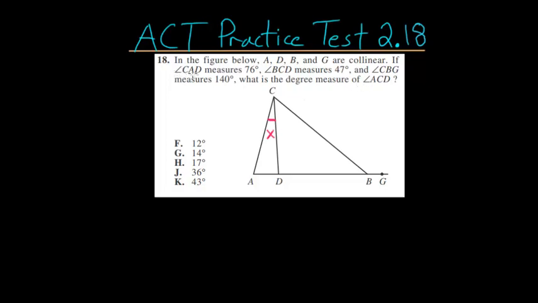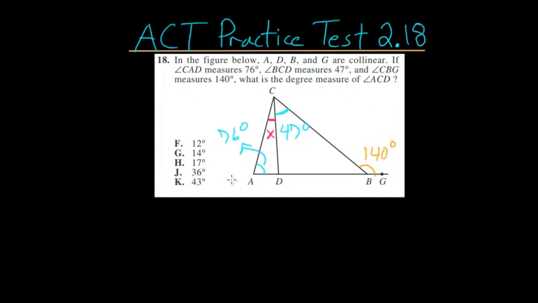We're told that angle CAD measures 76 degrees. So CAD, this angle right here, would be 76 degrees. And then angle BCD measures 47 degrees. So BCD, that's this angle here, and we know it measures 47 degrees. And we also know angle CBG, this angle here, is 140 degrees.